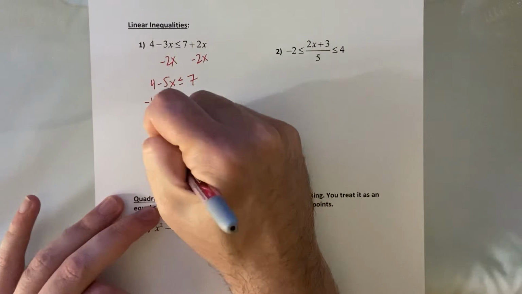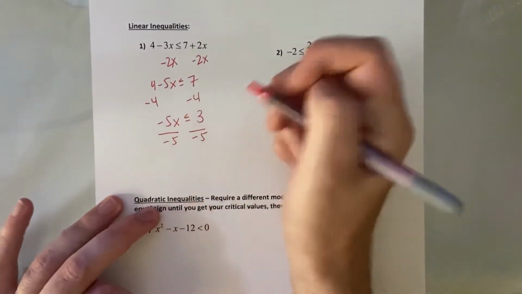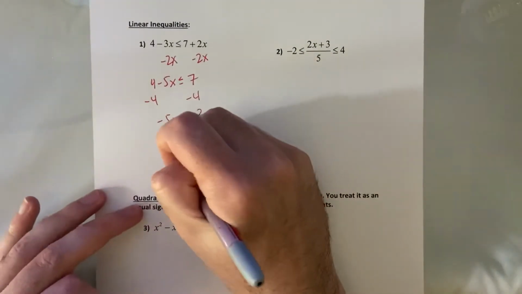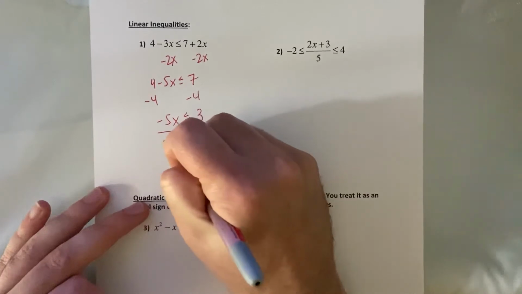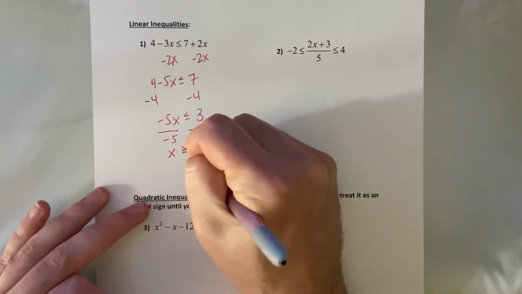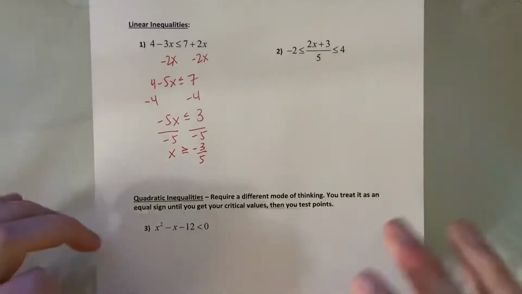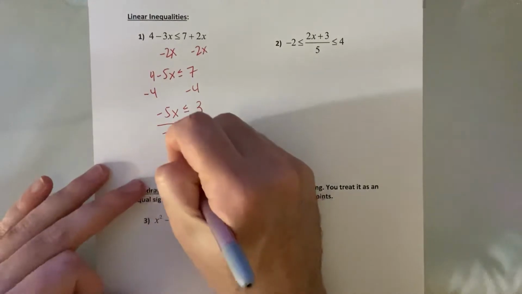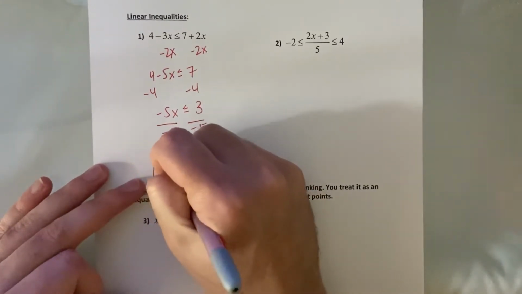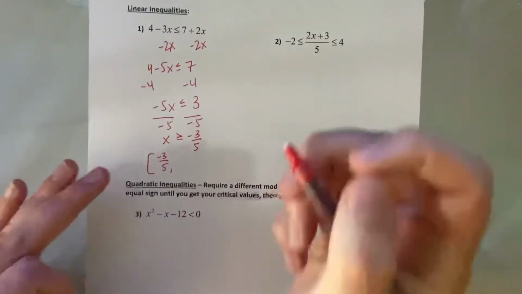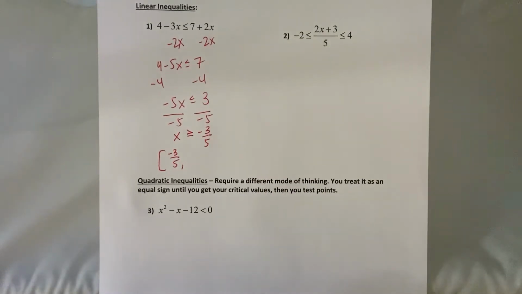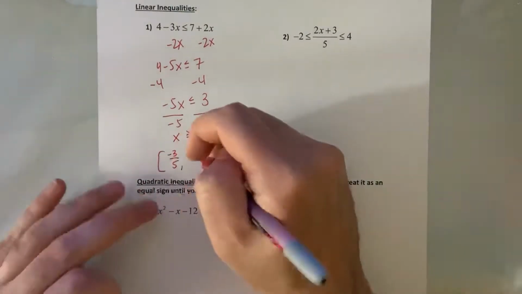Then we divide by negative 5. Now we're dividing or multiplying by a negative number. That means x is greater than or equal to negative 3/5. That means any value that's negative 3/5 or bigger is a solution. So because of the equal sign, we start at negative 3/5, and we keep going forever to numbers that are larger than negative 3/5, all the way up to infinity.